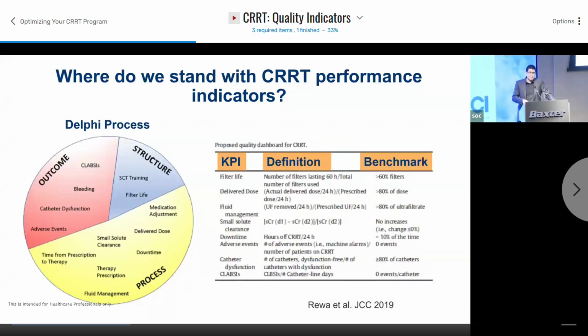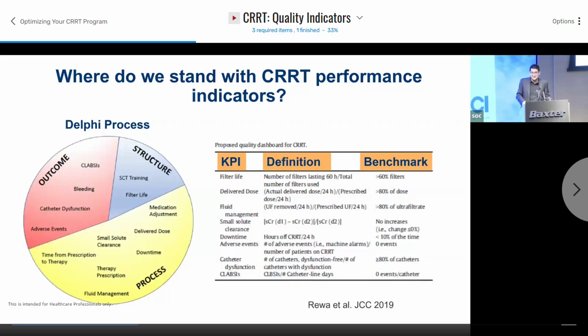Now, of course, each KPI will have a definition. Just to put a couple of examples, I think we have filter life as one of them. How filter life was proposed to be defined is the number of filters lasting at least 60 hours from the total number of filters that you use should be more than 60%, right? So this is how to operationalize the definition of filter life, to say, okay, this is a benchmark that you should target.